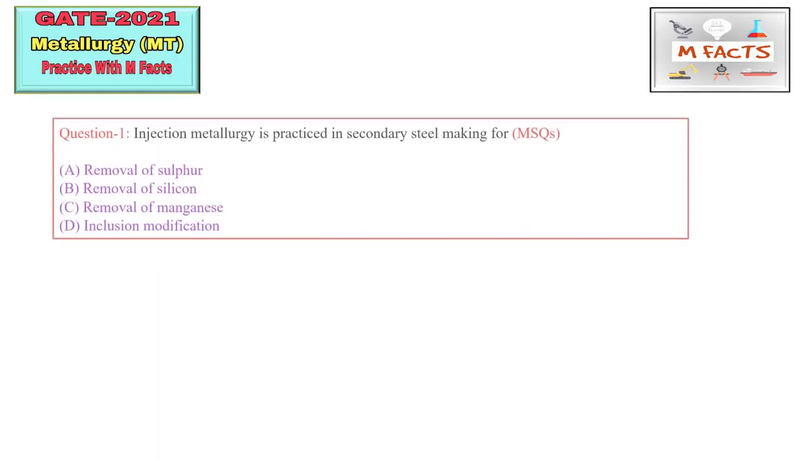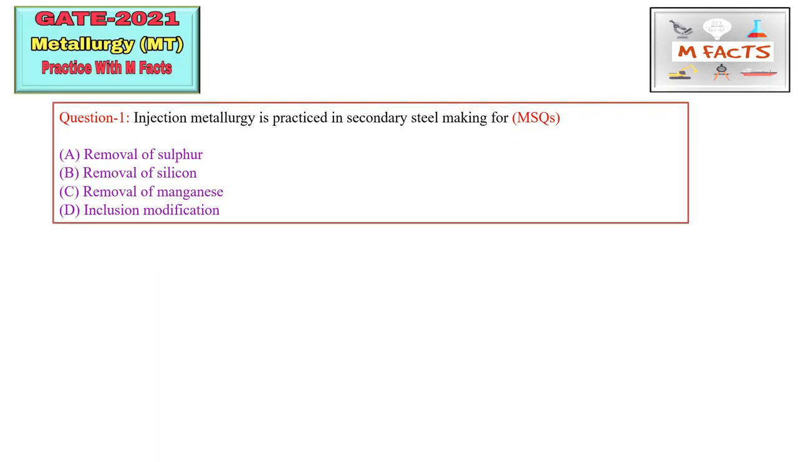So the first question is, injection metallurgy is practiced in secondary steel making for. Here I have written MSQ. This is the type of question, that is multiple select questions. It means one option or more than one option may be correct for this question.